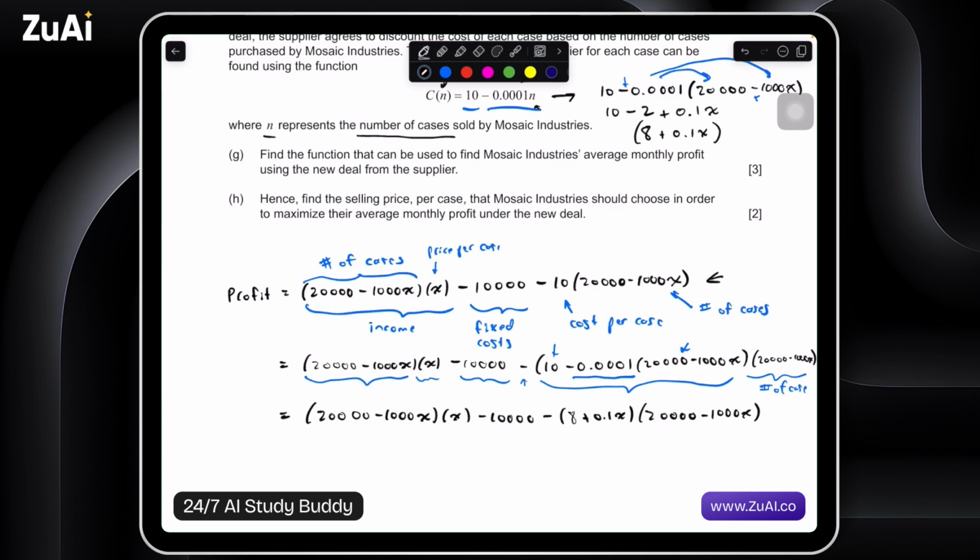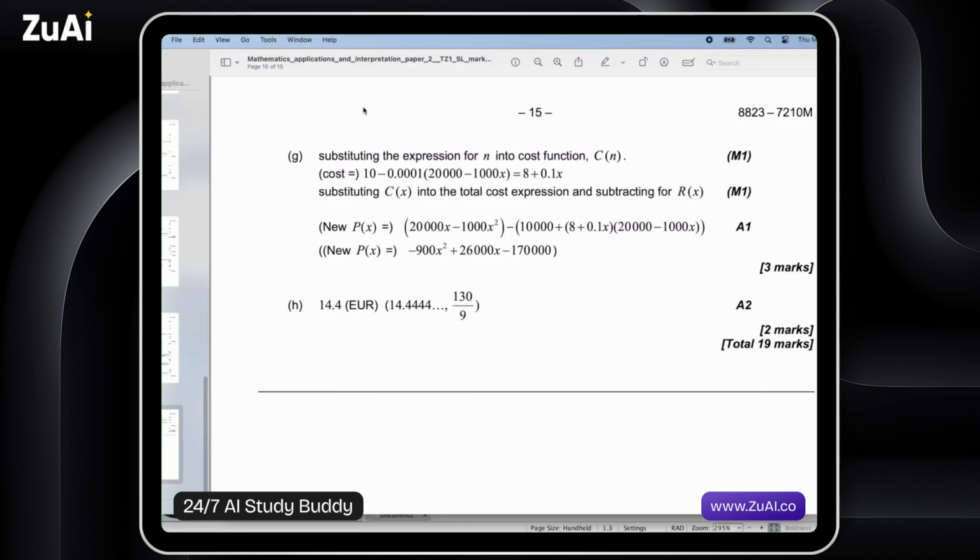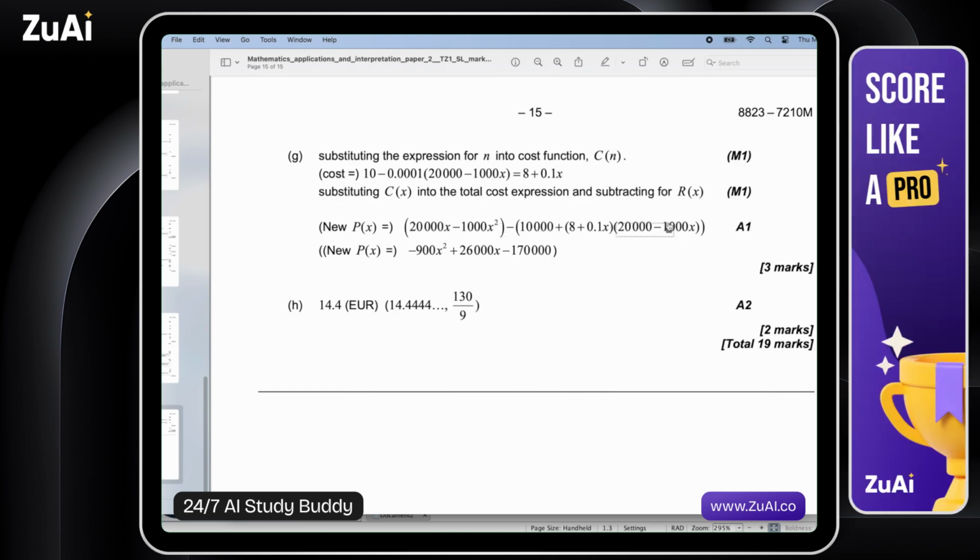We're good. By the way, we can leave it like this. Just looking at the mark scheme, I'll bring it up actually. Here it is. Here's the mark scheme. We can leave it just as that. We don't need to expand and then write it in some clean form. It looks like the IB or examiners will accept this value right here.